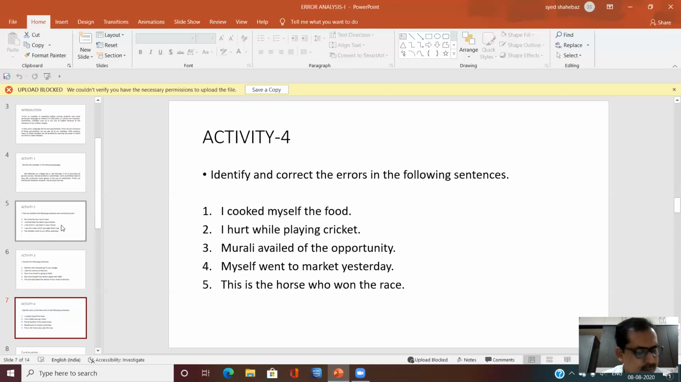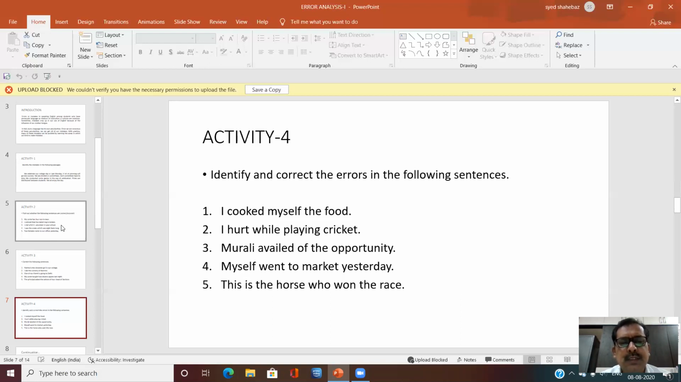The second sentence, I hurt while playing cricket. The correct sentence is I hurt myself while playing cricket. That is the correct one.